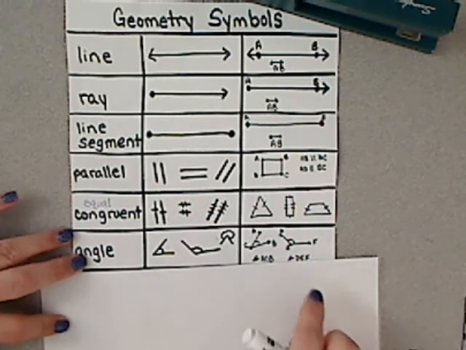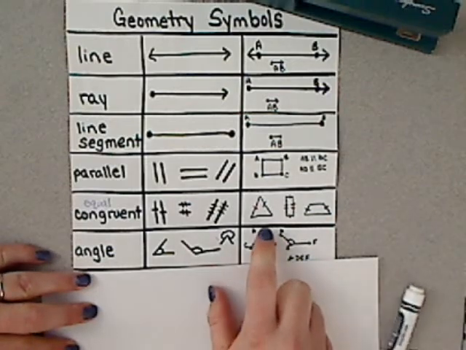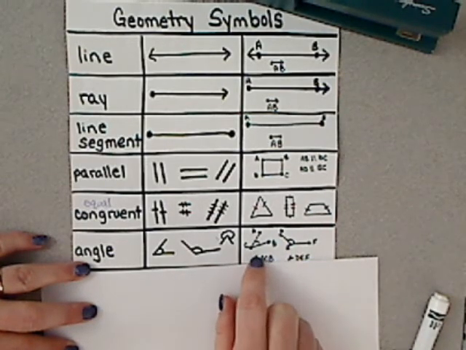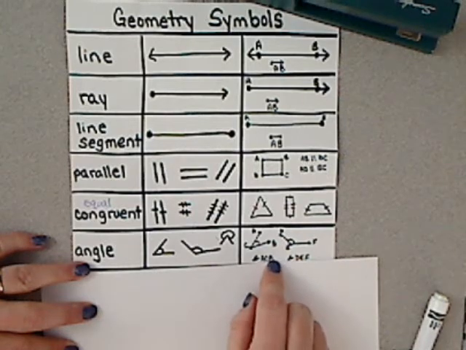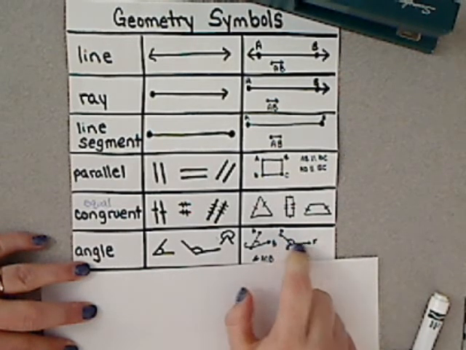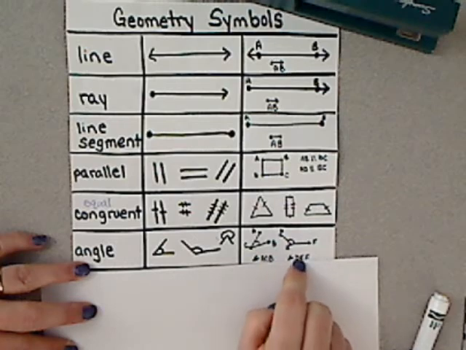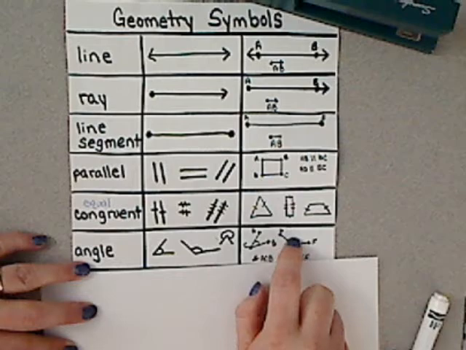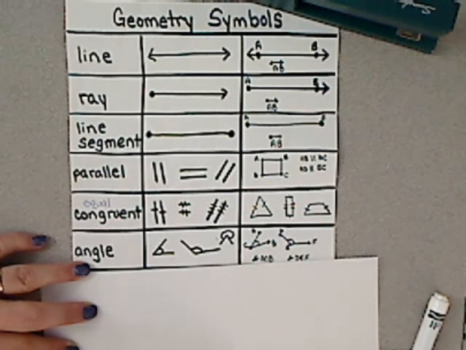Okay? Now, for angle ACB, it is shorthanded with the little angle symbol and ACB. And then DEF, angle DEF. And we know that the angle is opening this direction because of where our little semicircle is.